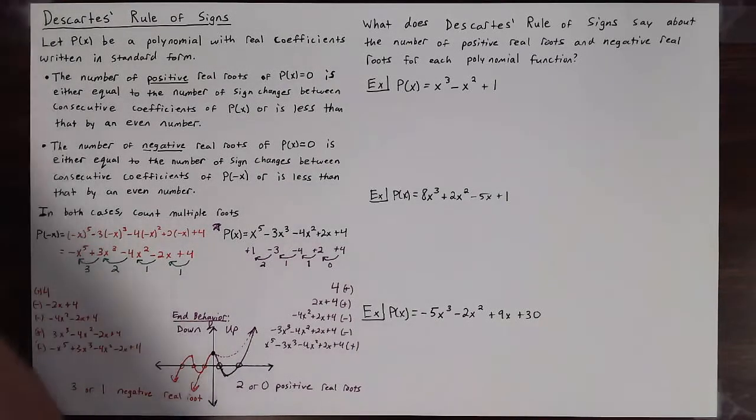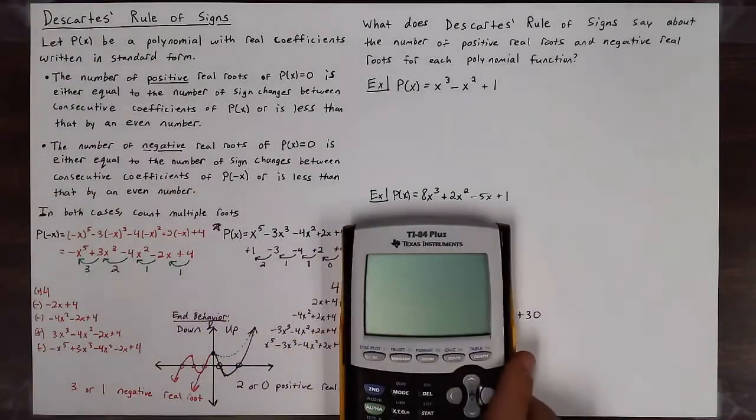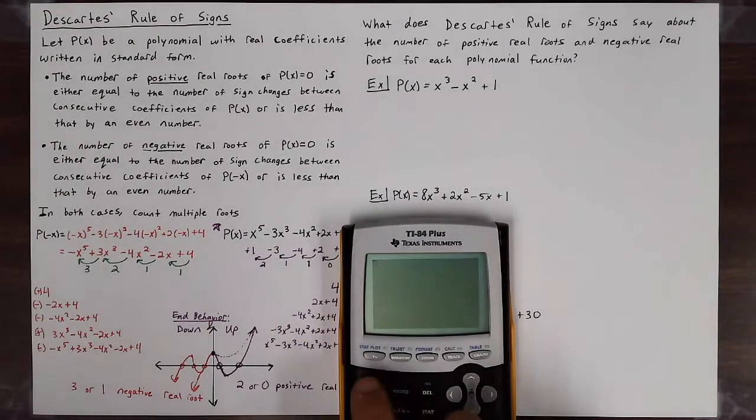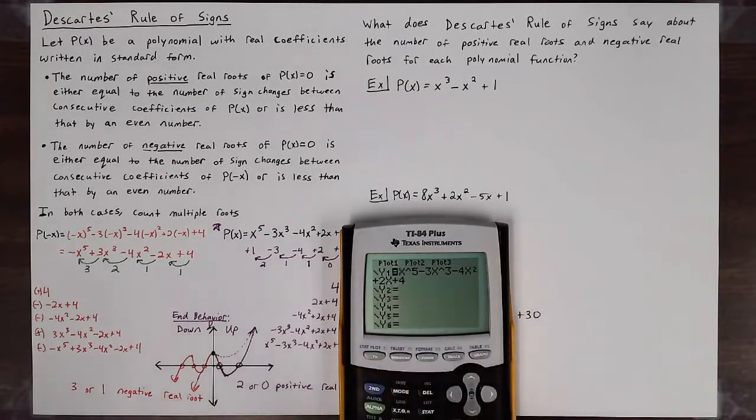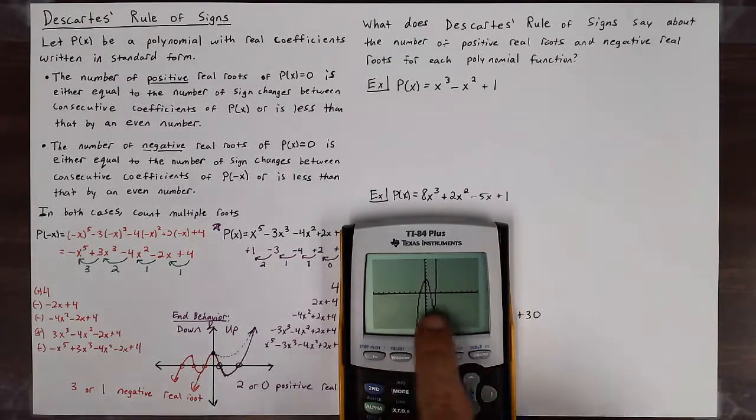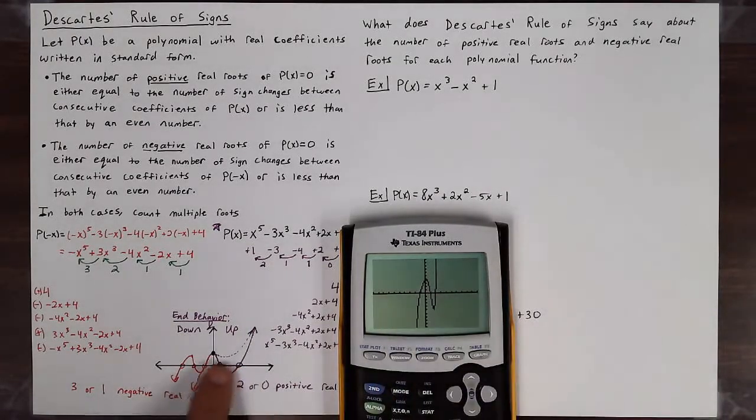Now let's look at a graph of this to see if these predictions are correct. So if I were to graph this polynomial, you'll see here that it crosses 2 times on the right side, so 2 positive real roots, but only 1 negative real root.